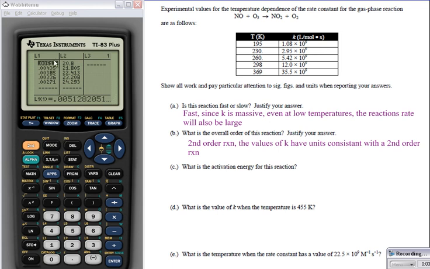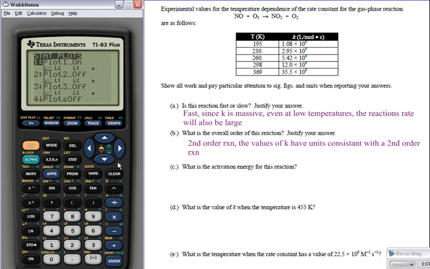So now that we have our reciprocals of temperature and our natural logs of K, we can put this into a graphical form. To show this graphically, I hit second stat plot, and I'm going to turn on the stat plot. The x-axis should be L1 because that's the reciprocal of our temperatures, and the y-axis should be list 2 because that's the natural log of our K values. So second quit, if I zoom 9, it'll show me my graph.